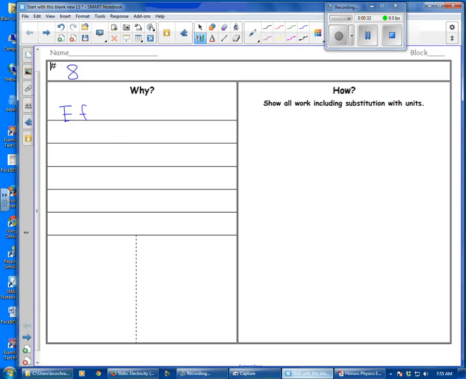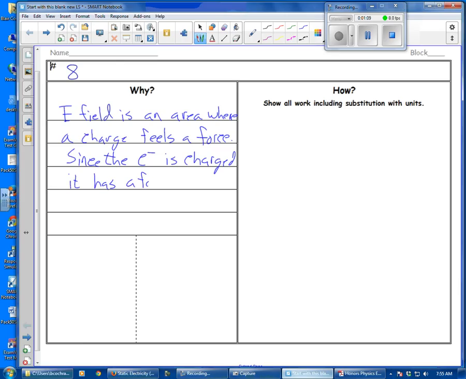So I might start off with something like an electric field is an area where a charge feels a force. And then since the electron is charged, it has a force.